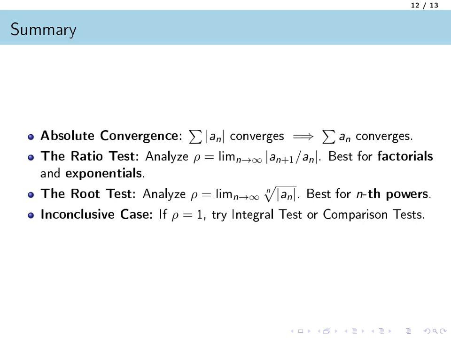This test is especially useful for series that involve factorials or terms raised to the nth power. Second, the root test. For this test, rho is the limit of the nth root of the absolute value of the nth term. The conclusions are identical to the ratio test: absolute convergence if rho is less than 1, divergence if rho is greater than 1, and inconclusive if rho equals 1. The root test is most effective when the terms of the series are themselves raised to the nth power.